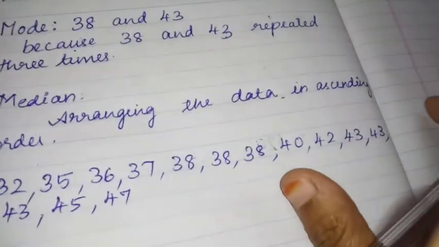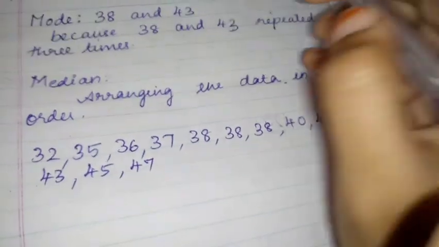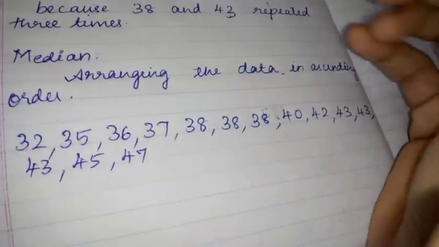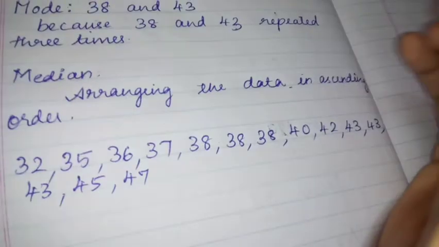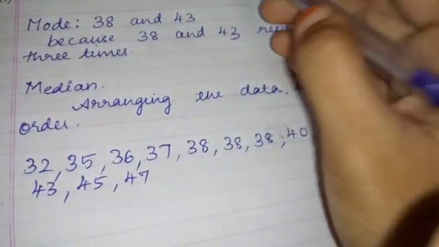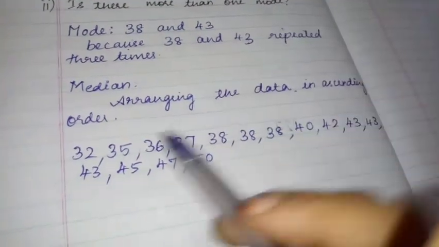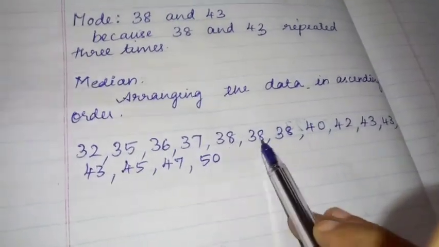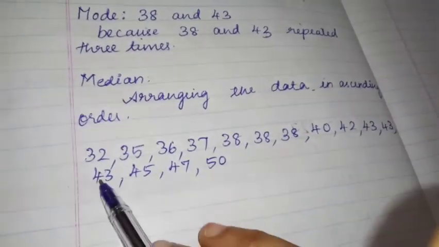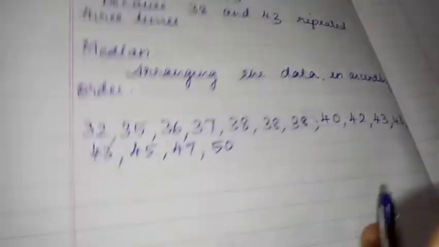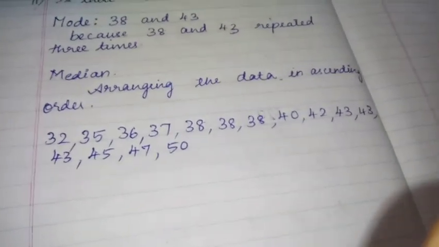1 is missing. So shall we do one random checking again? 42 is there, 43. 50 is there, children. Okay, so after 47, 50 now. 1, 2, 3, 4, 5, 6, 7, 8, 9, 10, 11, 12, 13, 14, 15. Yes, over. So now I have arranged them in ascending order.